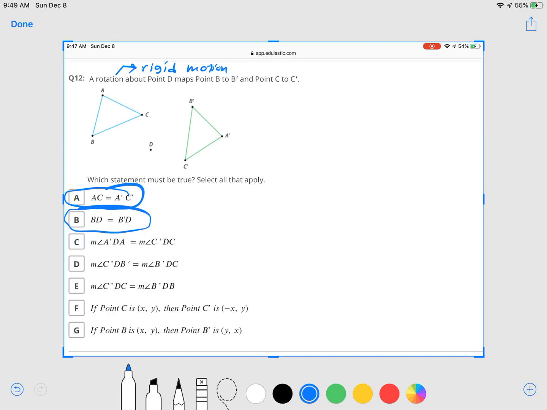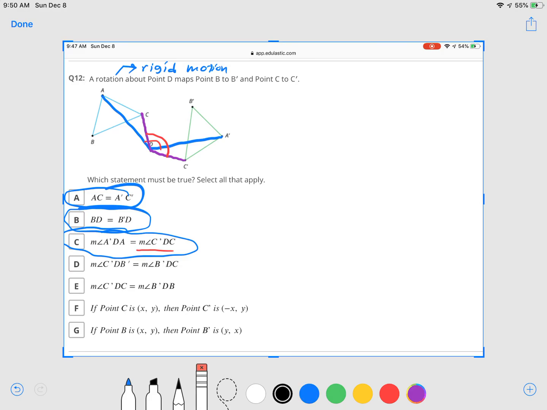Okay. Next option. Option C. Measure of angle A prime DA. So this angle here is being claimed to be the same as C prime DC. So where's C prime? Should we do it in blue? I feel like that'll be confusing. Let's do it in a different color. C prime DC. Okay, so this angle here. So this is one of the more complicated options. This is true, so let's just go ahead and circle it right now, and then we'll explain why.